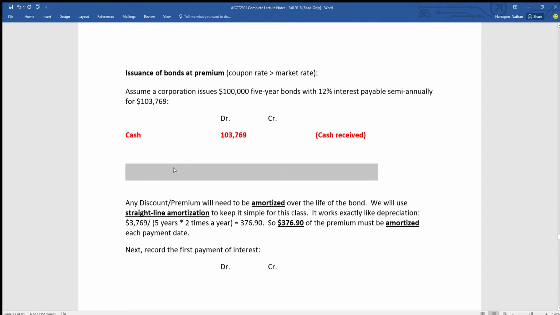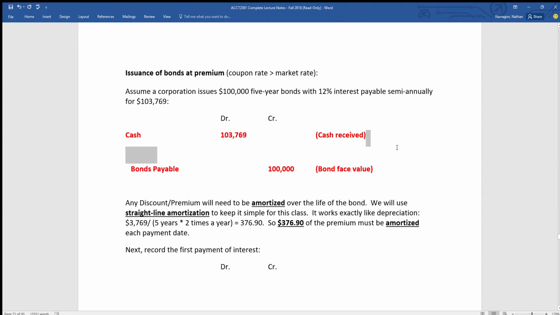We're going to do our bond. And again, our bond is always on face value. And lastly, we record the premium. Now, premiums are always going to be a credit at issue because cash is greater than the face value. So again, the difference is going to be a credit. Remember, it has to stay in balance.